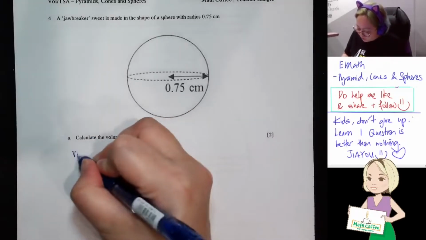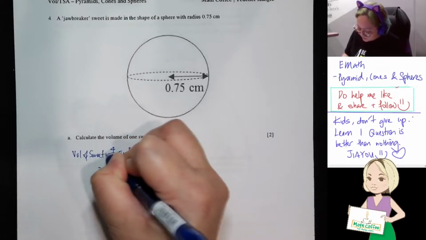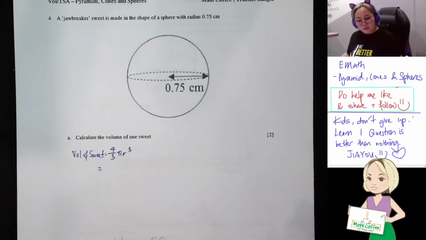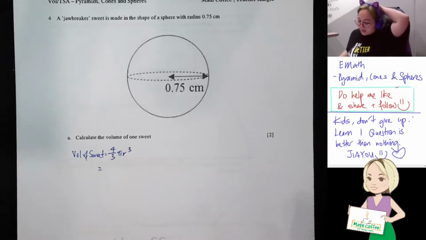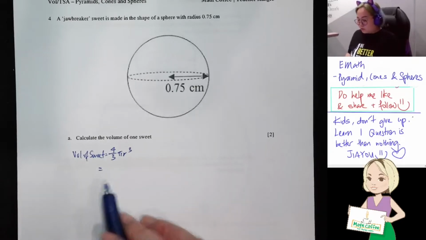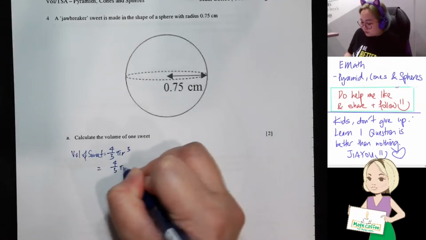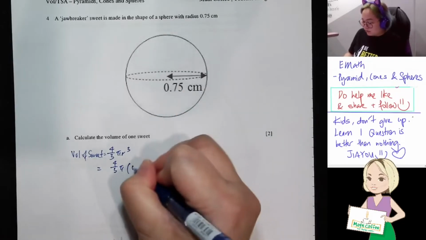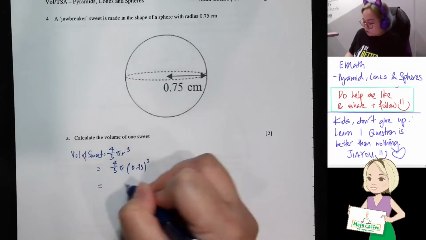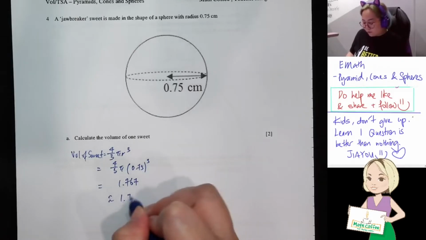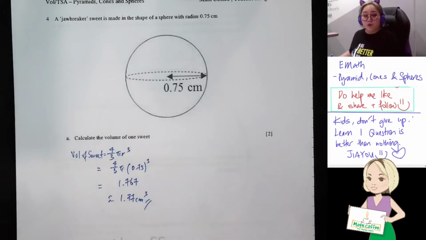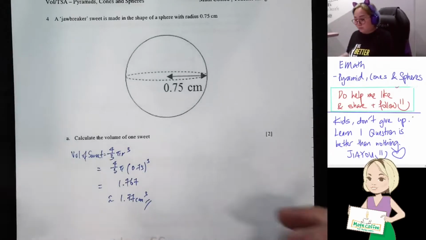So put volume of sweet. Always give a title. I have students who never put a title, then after that, they always get penalized by their school teacher. Always minus 1 mark for this. Why so lazy to write? Okay, so put in the value. So 4/3 pi, my radius, this will be 0.75 cube. So you get 1.767. And round off to 3SF, 1.77 cm cube. So that's the volume of one sweet.